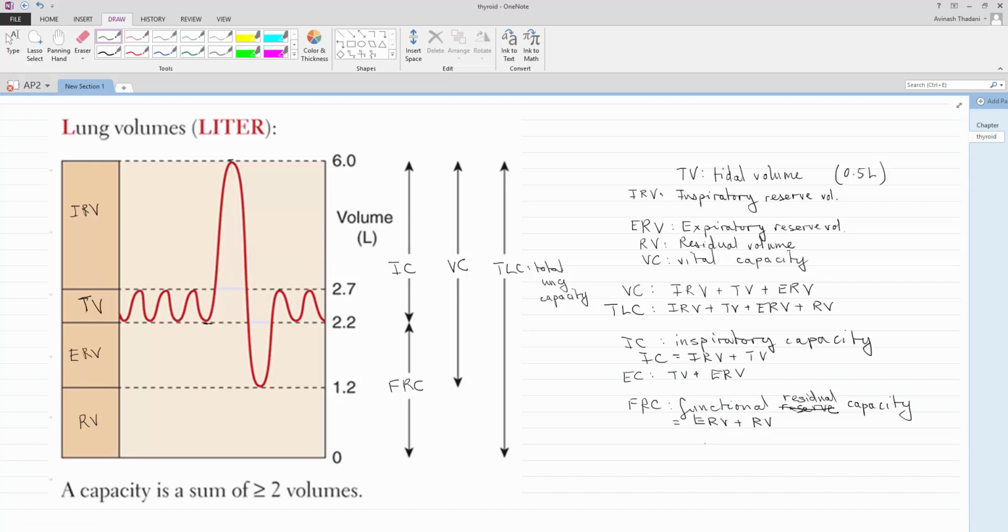So what's key is to be able to label IRV, inspiratory reserve volume, tidal volume, expiratory reserve volume, and then vital capacity as well. The most important capacity is vital capacity. That brings us to the end of this particular lesson on labeling these anatomical diagrams related to chapter 22 on the respiratory system. Please make sure that you label the diagrams and then check your answers by watching this video.